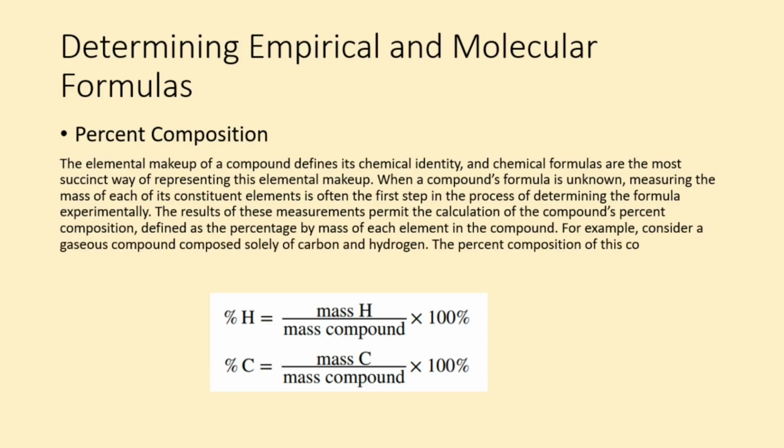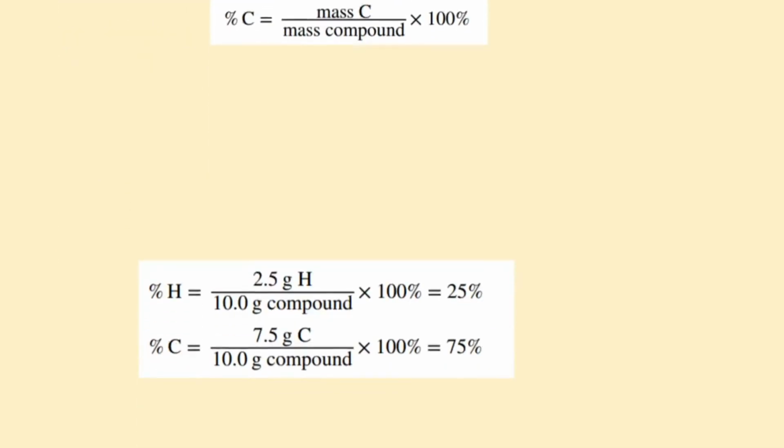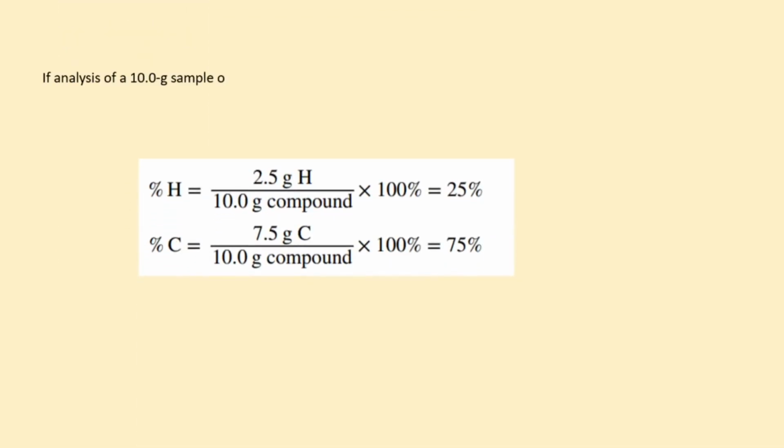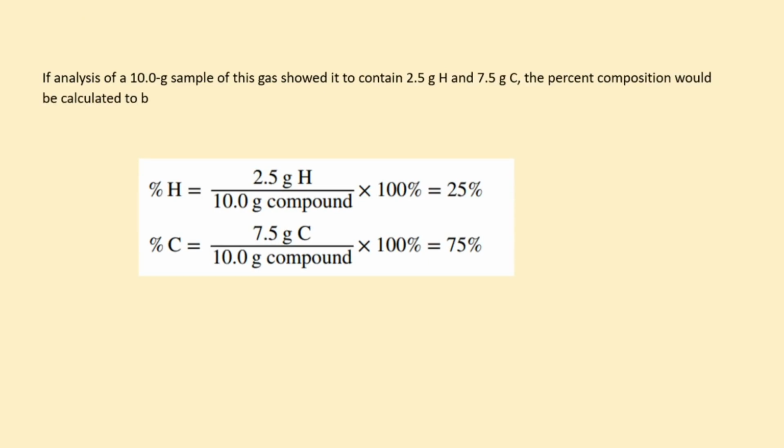For example, consider a gaseous compound composed solely of carbon and hydrogen. The percent composition of this compound could be represented as follows. If analysis of a 10.0 gram sample of this gas showed it to contain 2.5 grams H and 7.5 grams C, the percent composition would be calculated to be 25% H and 75% C.